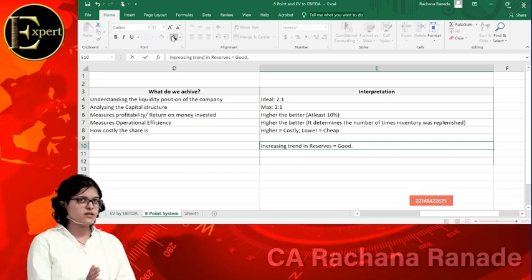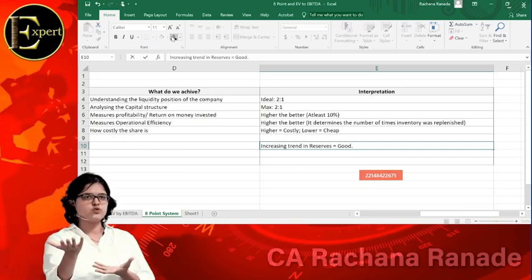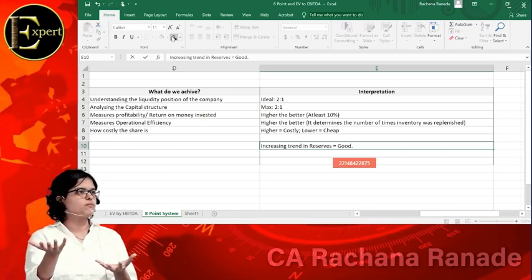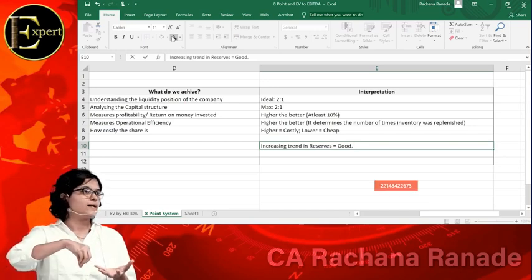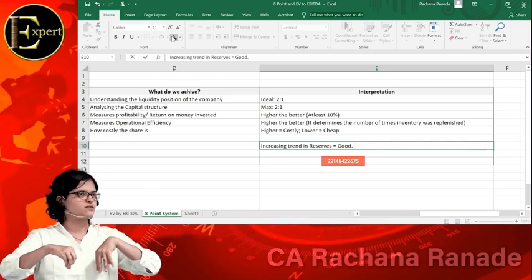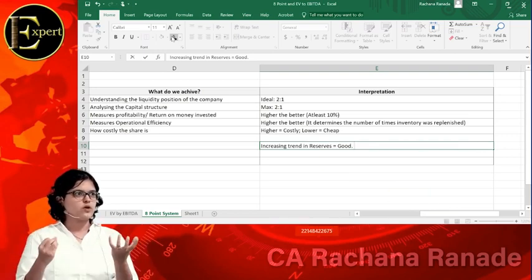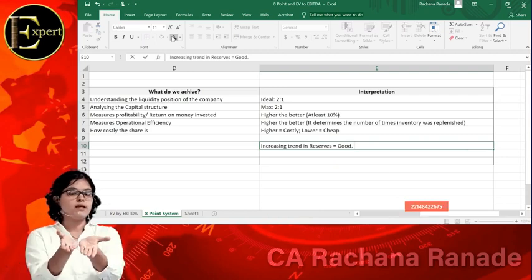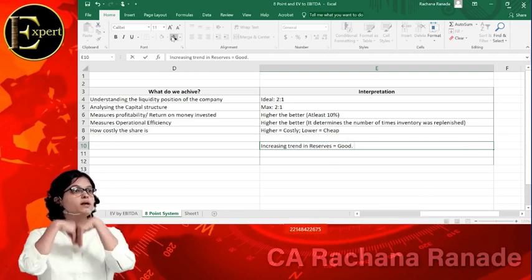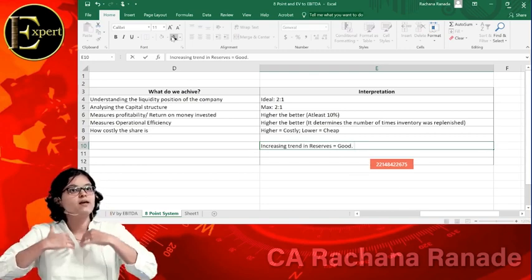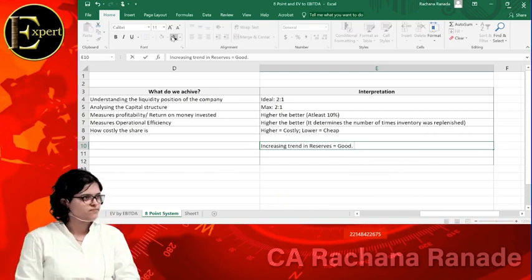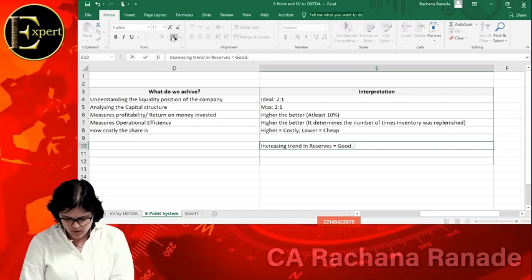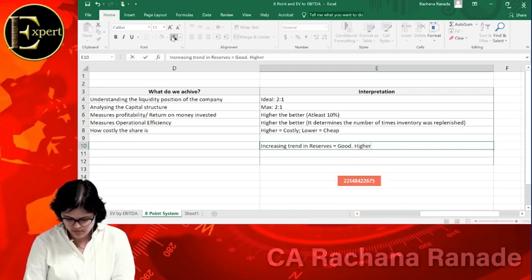And second interpretation, if you remember, share capital to reserves. Share capital means what? Money invested in the business. And reserves is what? Money that has been generated by the business. Okay. So if this ratio is higher, then what does it mean? The business is generating more money than we had invested in the business.